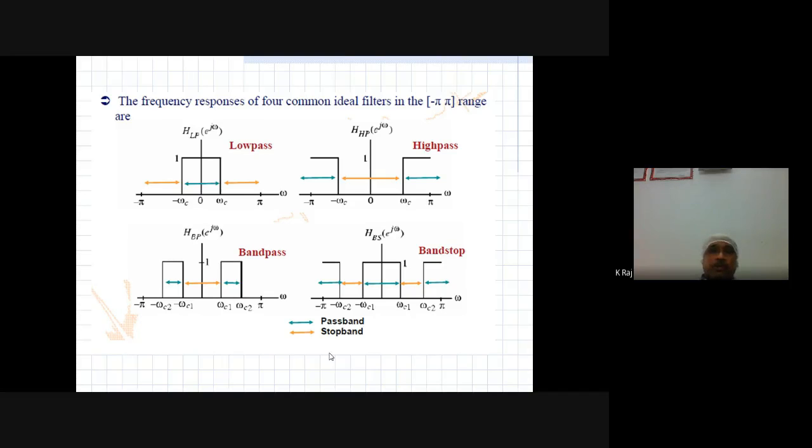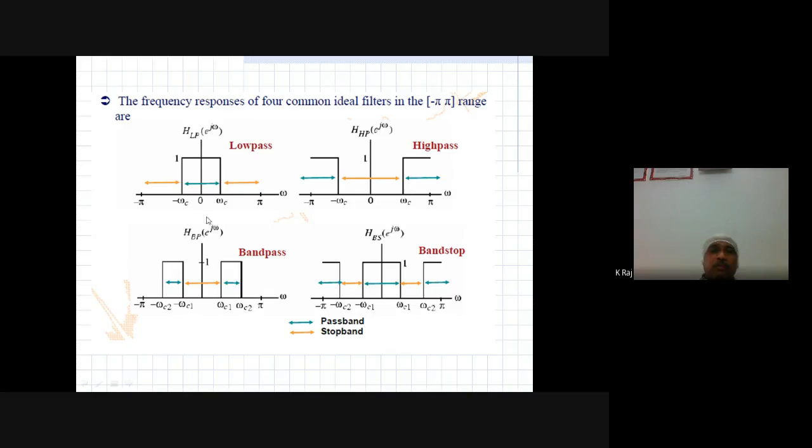pi to pi, because we discussed in the previous class that in order to avoid the anti-aliasing effect, there must be a low pass filter at the input side, and the cutoff frequency of that filter will be fs by 2. That is, if the total value is 2 pi, then we will consider only the pi here. So during the designing of the filter, in place of considering the minus infinite to infinite range of the frequency, we will consider only the minus pi to pi range of the frequencies.